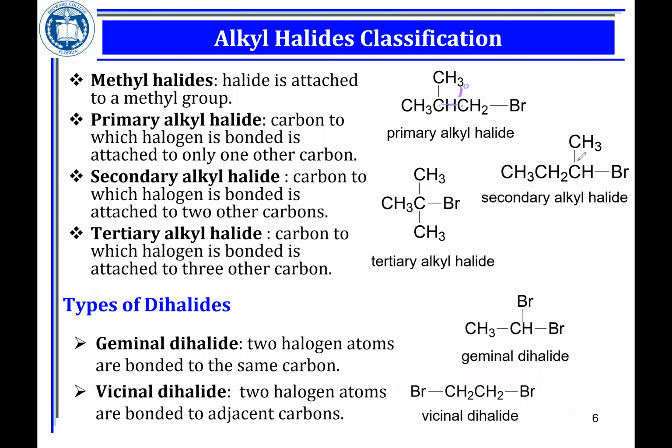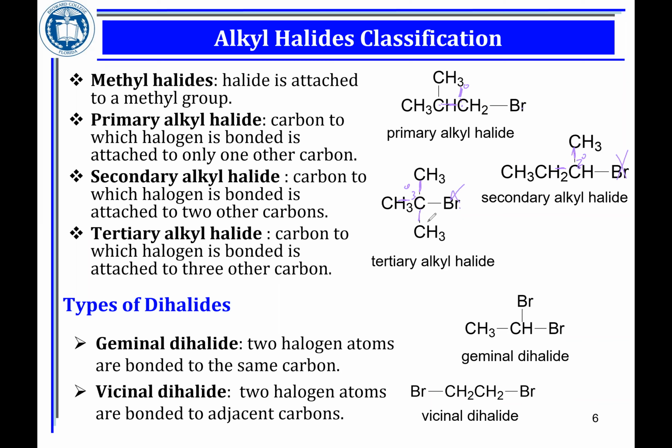This carbon is a secondary because it's attached to 2 other carbons. And a carbon that is attached to 3 other carbons, or has bonds to 3 other carbons, is a tertiary. So if the halide is attached to a primary carbon, it's called a primary alkyl halide. In a secondary alkyl halide, the halide is attached to a secondary carbon. And in a tertiary alkyl halide, the halide is attached to a tertiary carbon.